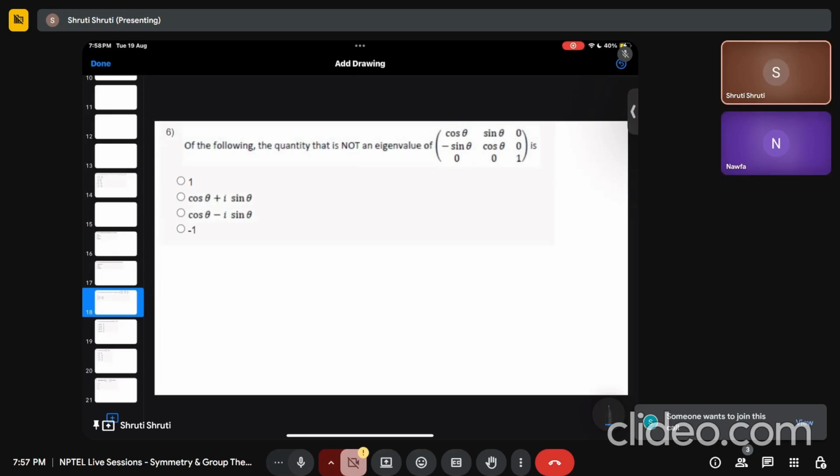Okay. So how did you do that? Sum of eigenvalues is equal to cos theta plus 1, so that is 2 cos theta plus 1. And then I took the values from the options and eliminated the ones that don't add up. Okay. That's a smart move.